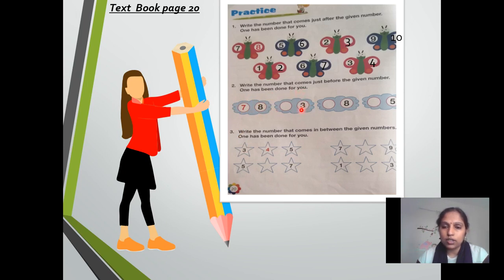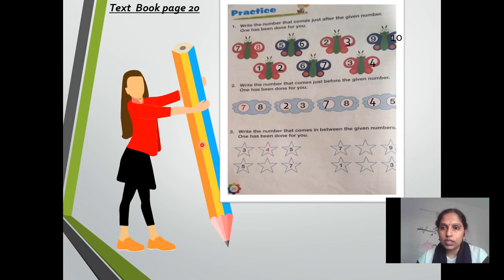What number is given here? 3. So what comes before 3? What comes? Yes, 2. 2 comes before 3. Next one, 8. 8 is given. So what number comes before 8? 7. Very good. So 7 comes before 8. And what about 5? What comes before 5? 4. Very good. So 4 comes before 5.